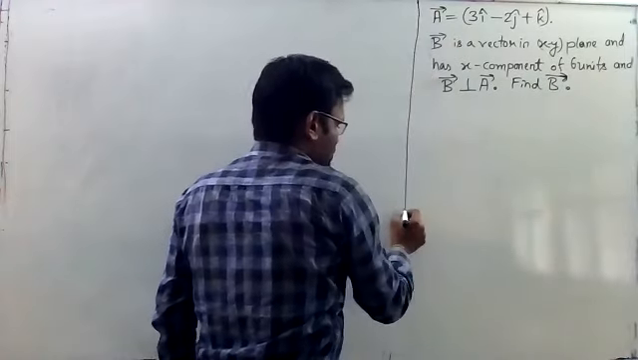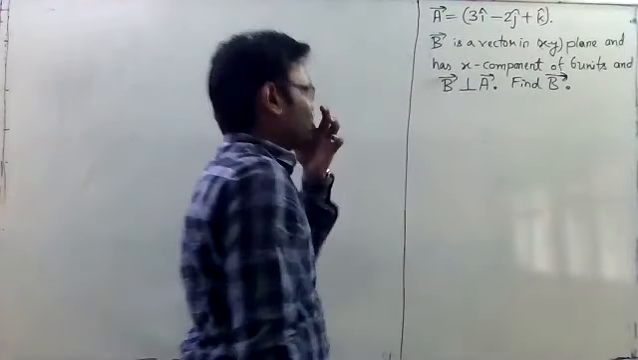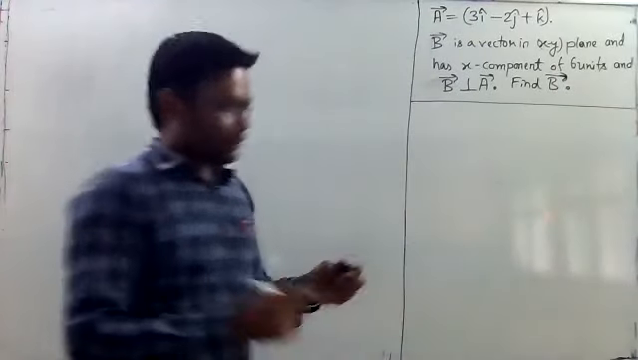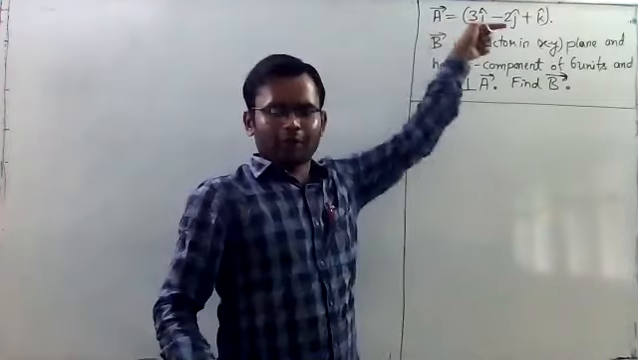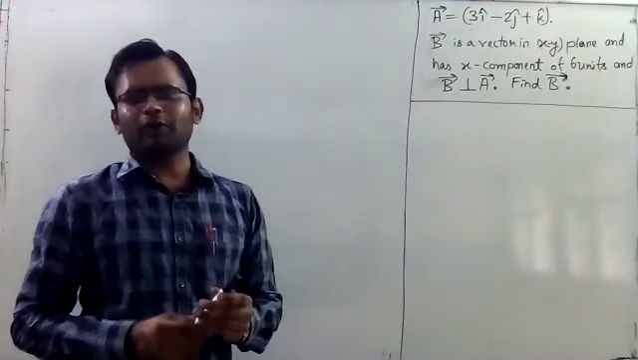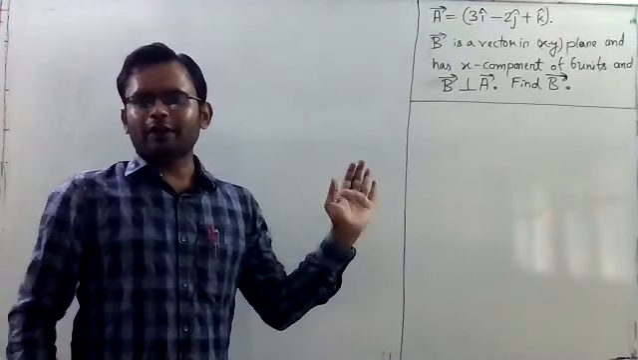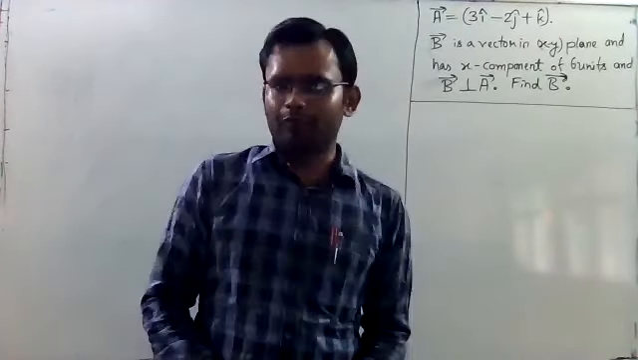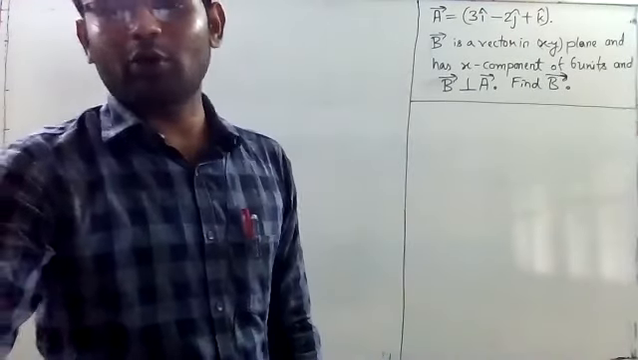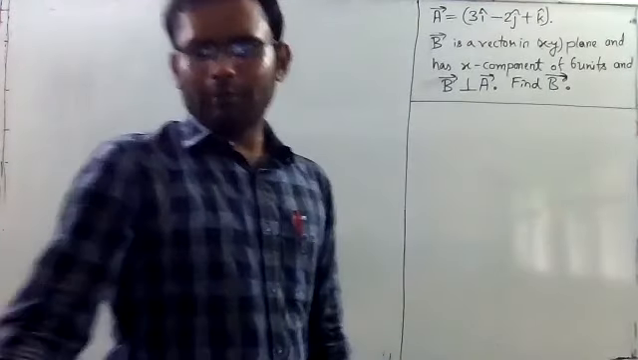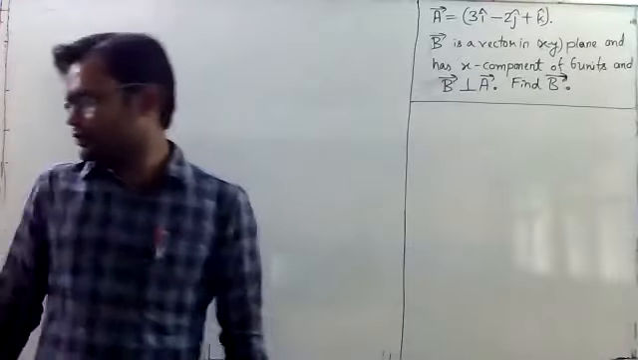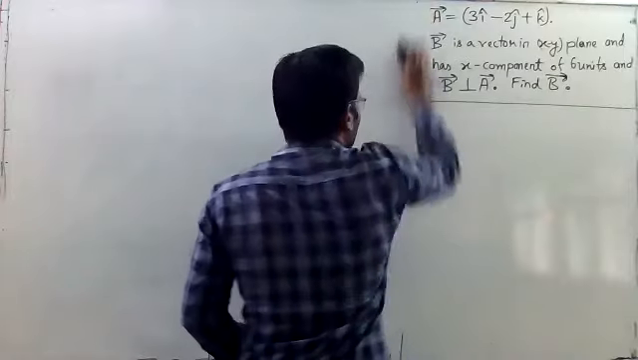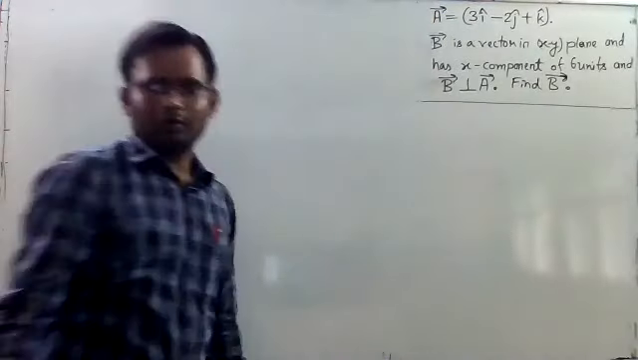So how to solve this question now? Let's first study what is given here. Vector A is given. In simple words, A is a vector which is given to you. B is a vector in the xy plane. B is a vector in the xy plane means what can you conclude? Can you tell me? What conclusion can you draw from this statement, that B is in the xy plane? Just tell me.